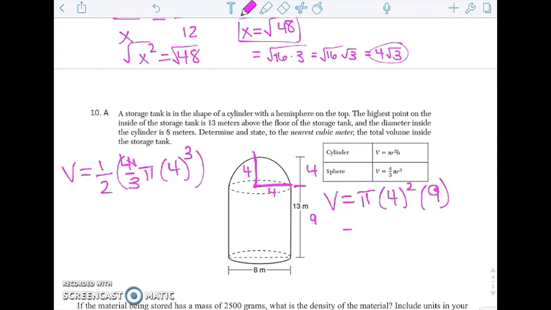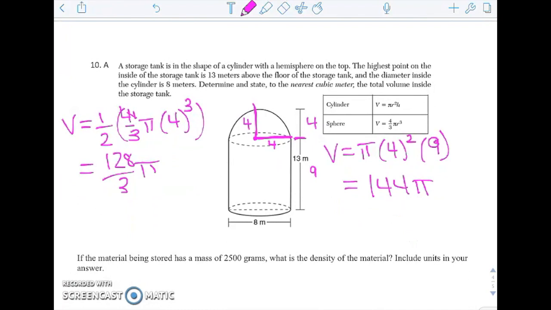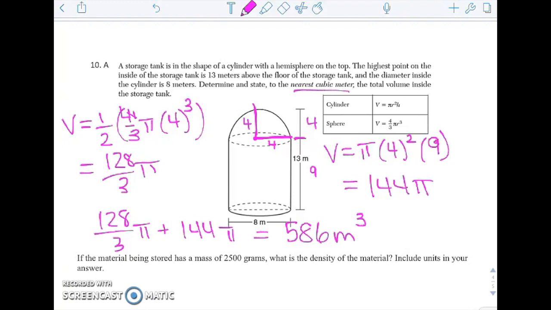So these volumes are going to be, and I'm going to leave them in terms of pi for right now, 4 squared is 16 times 9, which is 144 pi. So that's the cylinder. And the hemisphere is 128 over 3 pi. So to find the total volume, I'm going to add 128 over 3 pi plus 144 pi. Put those into your calculator, and that will give you your total volume, which should be 586 meters cubed to the nearest cubic meter. So that's the nearest whole meter.